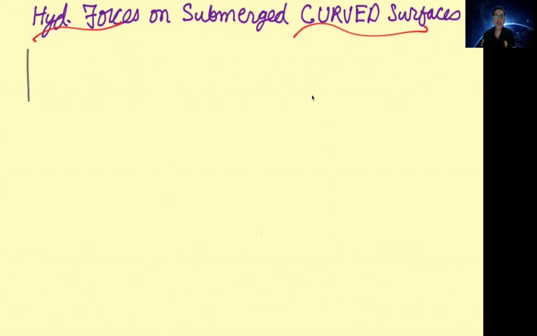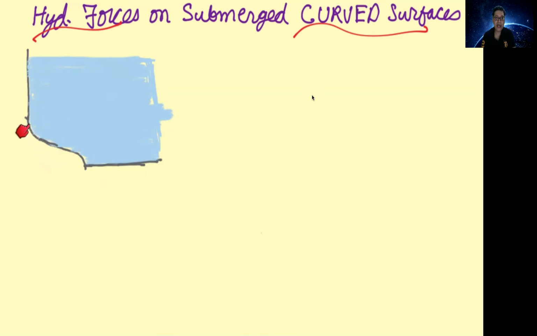So let us consider a tank which is made up of a vertical wall. This is the vertical wall, and this is the horizontal wall, and the curved surface is as shown here. This is your curved surface. So we are not interested in the hydrostatic force on this vertical wall or horizontal wall. Our focus is on the force which acts on this curved surface.